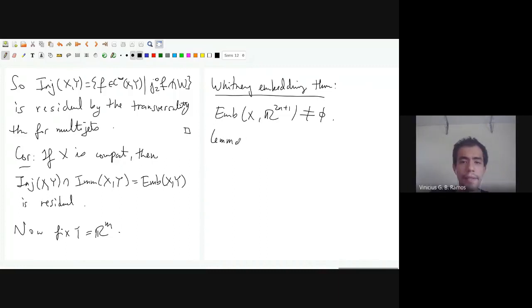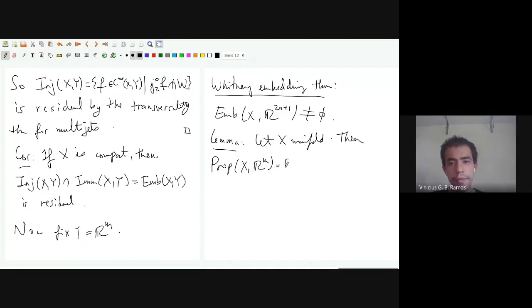So the lemma is, and recall that if you have an injective immersion that's also proper, then it's going to be an embedding. So the lemma is basically to show that this intersection here will intersect the set of proper maps. So let's look at the set of proper maps. Let X be a manifold. Then this set of proper maps, the set of smooth functions from X to R^m such that F is proper, is open and non-empty.